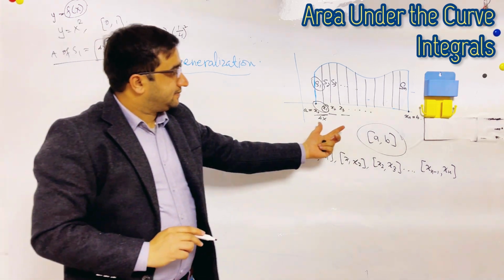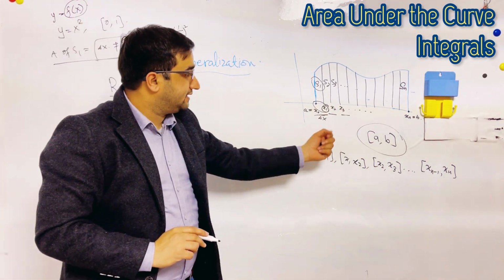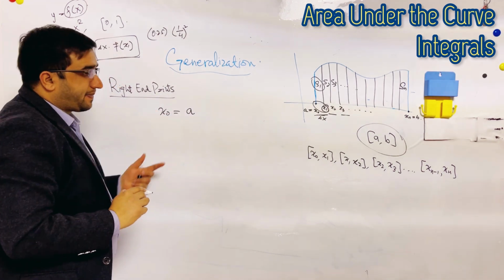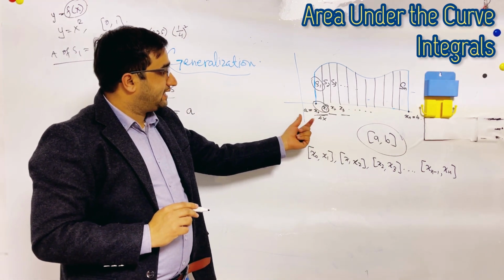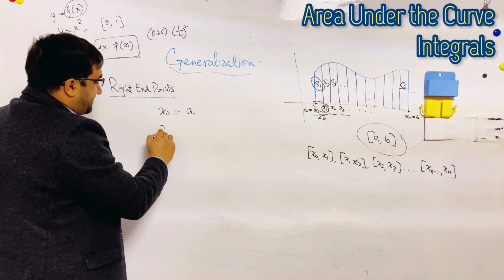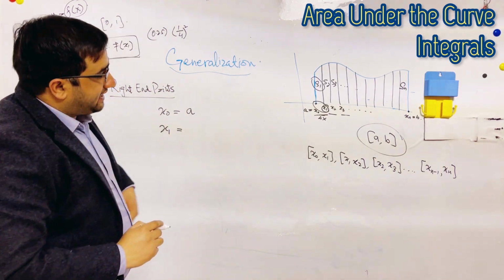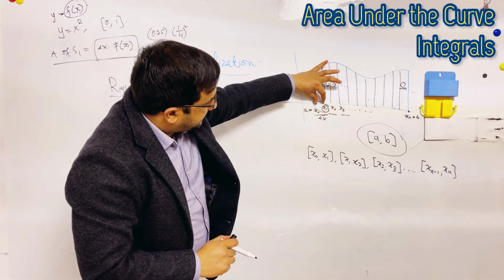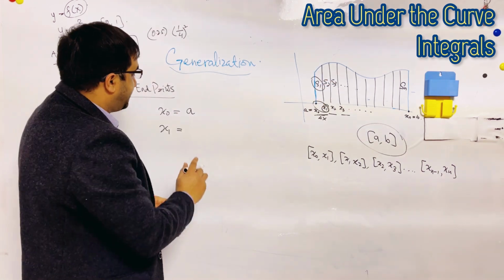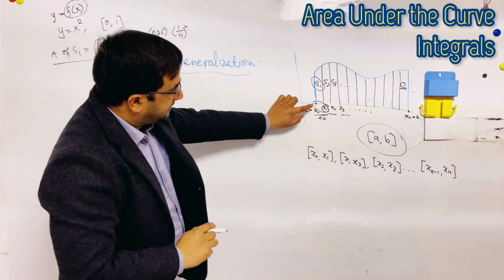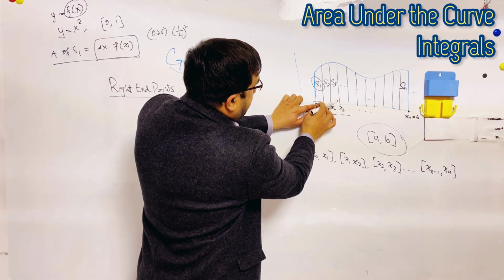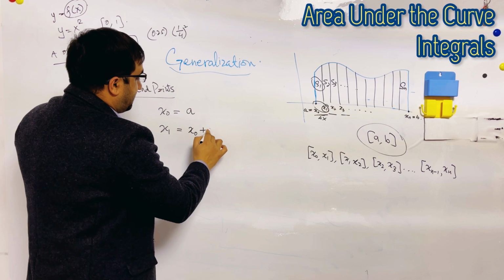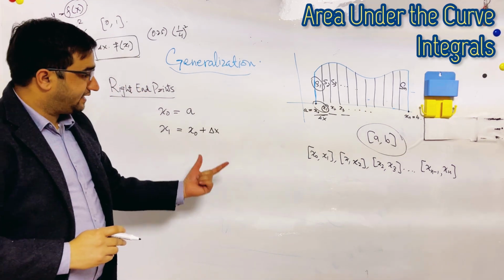Now in this case, I have already told you that x naught is a, the starting point. What is x1? x1 is x naught, this point, plus this distance. When I add this distance to x naught, it becomes x1. So it is x naught plus delta x. Is it okay?